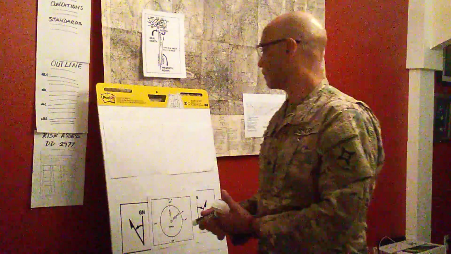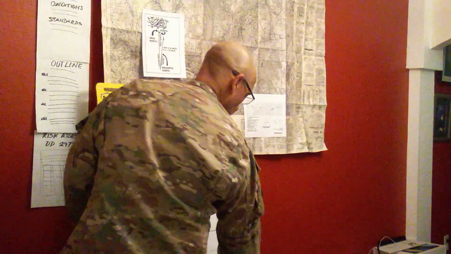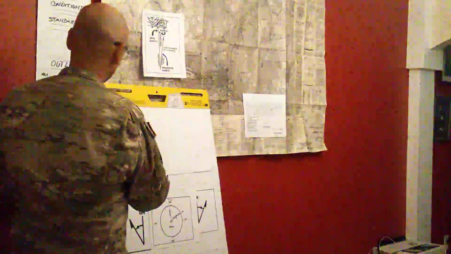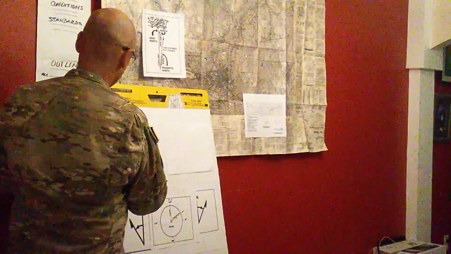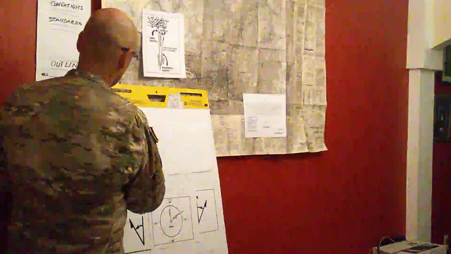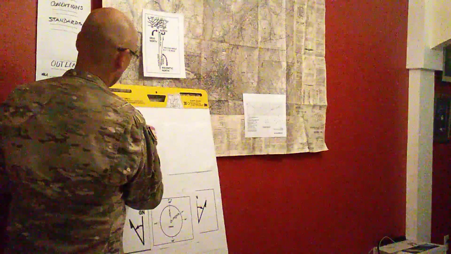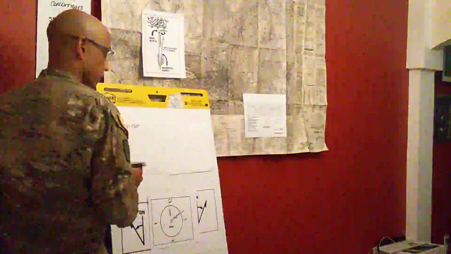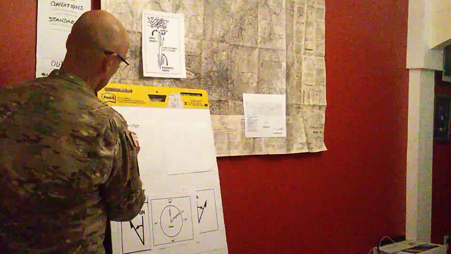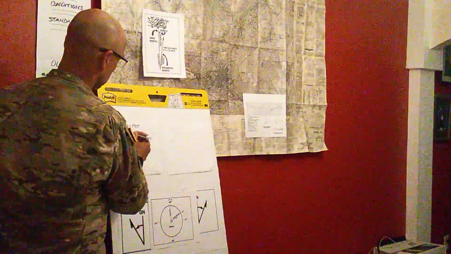So the information we have is a magnetic azimuth, AZ, equals 190, okay? And we have the GM angle that equals 9 degrees.